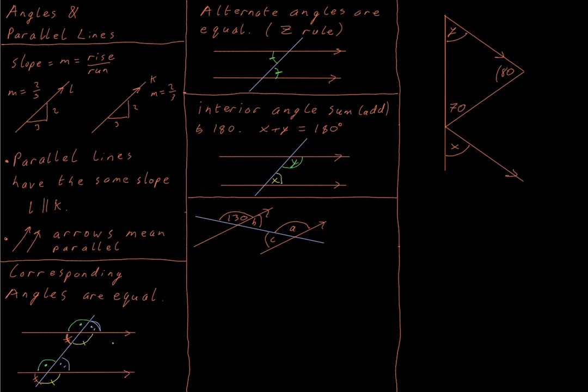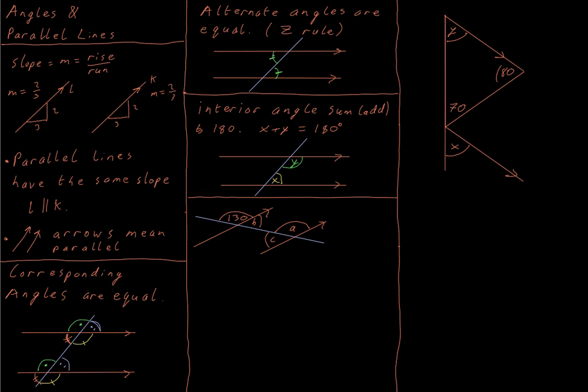So we say they correspond to each other, and we know that they are equal if we have these little arrows that say that these lines are parallel. If we don't have that, we cannot make that assumption. We can't assume it. Now, a closely connected idea is called alternate angles.